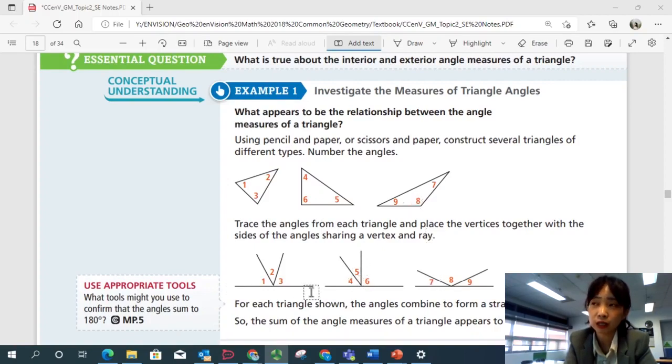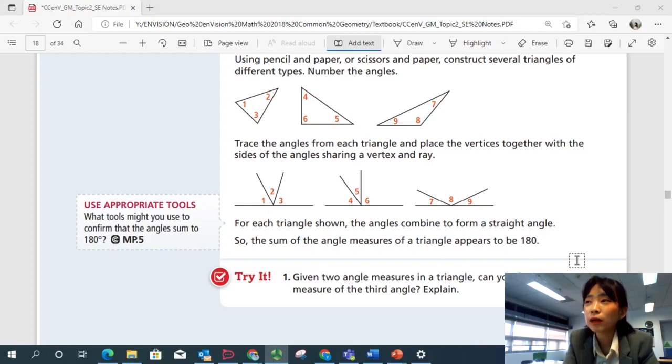So all the angles, if they're placed right next to each other, will eventually make a straight line, 180 degrees. So for each triangle shown, the angles combine to form a straight angle. So the sum of the angle measures of a triangle appears to be 180. So we have figured out the pattern. I know you already know that the sum of a triangle adds up to 180, but this is a good way to explain why. Try it yourself.